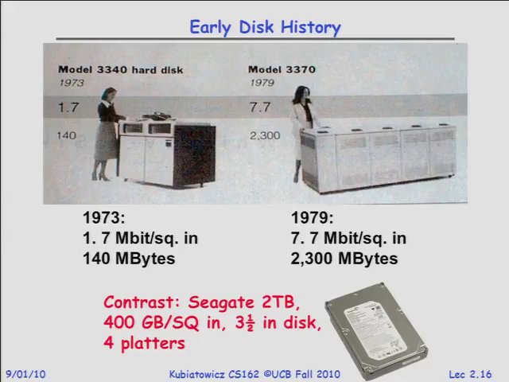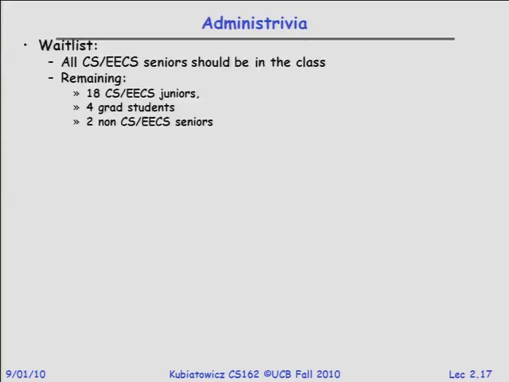Okay, so let's do some administrivia. Wait list. Well, we've made some progress, although suddenly we're full again here. Basically, as far as I know, all seniors that are in the major should actually be in the class now. If this is not true, you should let me know. Okay? That unfortunately leaves the juniors, a few grad students, and a couple of non-major seniors. I don't know what to tell you.